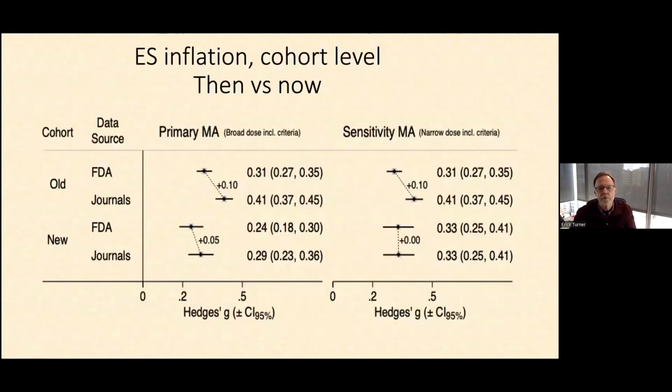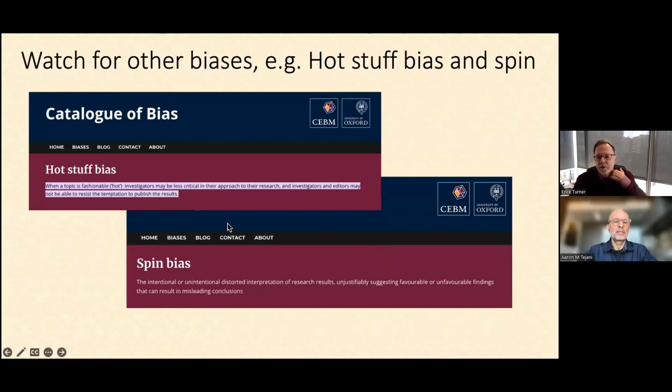This is an effect size look. There's more concordance between the FDA-based effect size and the journal-based effect size. And just to wrap up, in the next couple of slides here, this is slightly off topic. I've talked mainly about more standard types of publication or reporting bias. There are other biases that we need to watch out for too, such as hot stuff bias and spin bias.